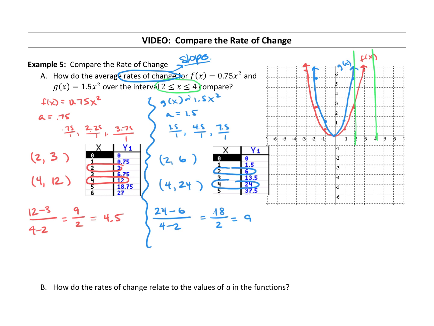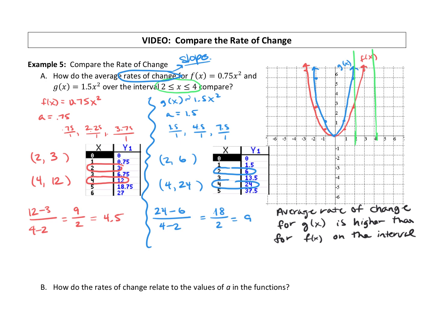And so they asked us to compare them. So let's write a comparison statement. We can say the average rate of change for g of x, that was our second function, is higher than for f of x on the interval from 2 to 4, with that x in the middle.